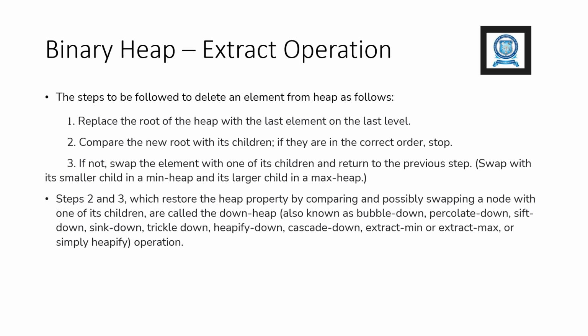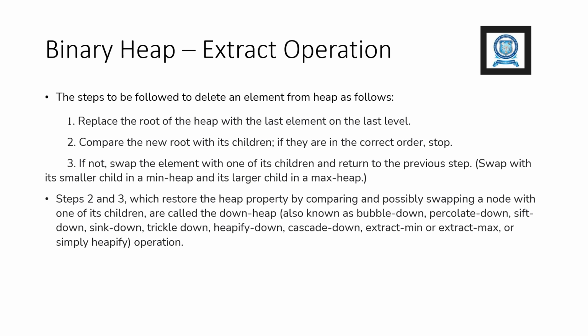Next one is the extract operation in binary heap. The steps to be followed to delete an element from the heap are as follows. Replace the root of the heap with the last element on the last level. Compare the new root with its children. If they are in correct order, stop. If not, swap the element with one of its children and return to the previous step. Swap with its smaller child in a min heap and its larger child in a max heap.